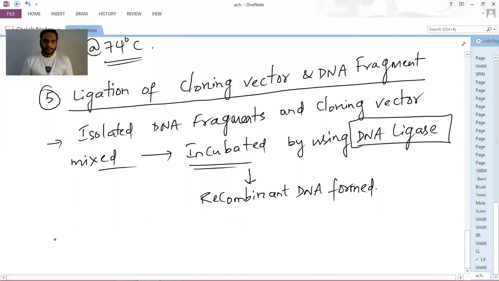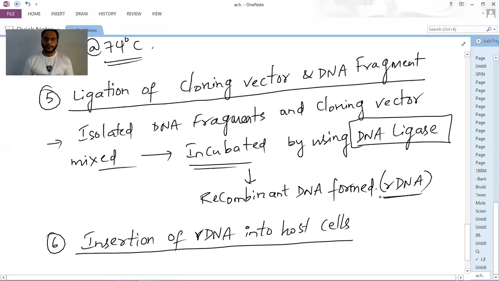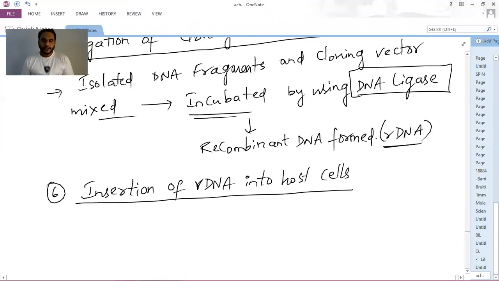Okay. The next step is the sixth step, the insertion of rDNA into host cells. This rDNA that we got is nothing but recombinant DNA only. Finally, we got an rDNA. 50% of the process is completed. Now, the insertion of rDNA into host cells is the most important step. Here, we use different methods of transferring this rDNA into host cells.